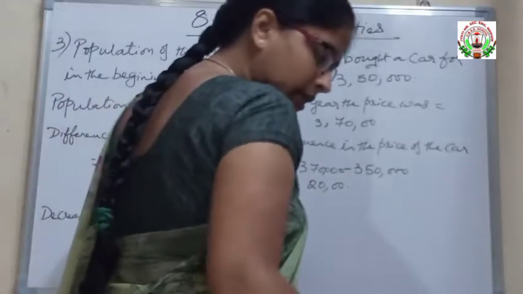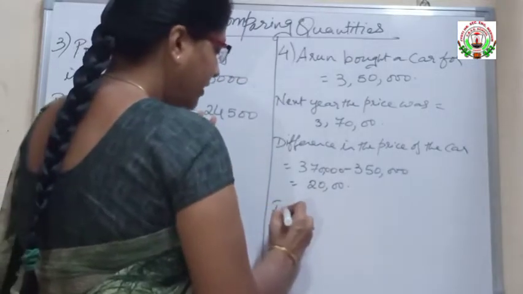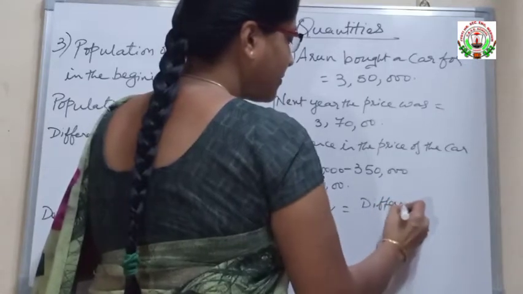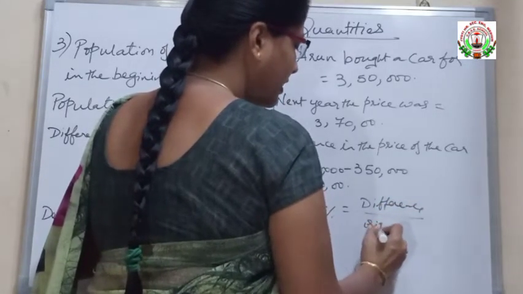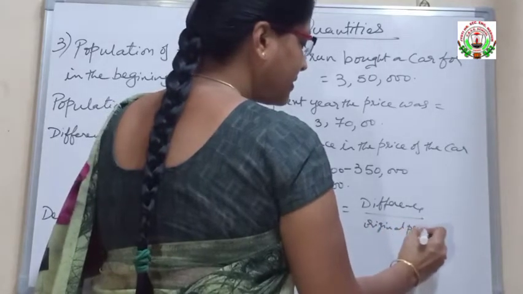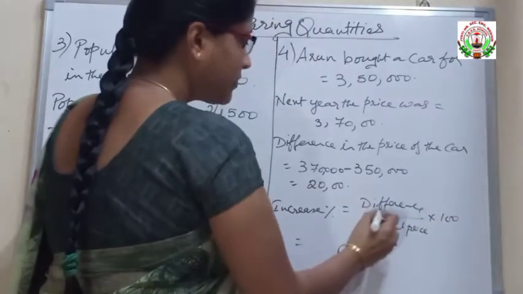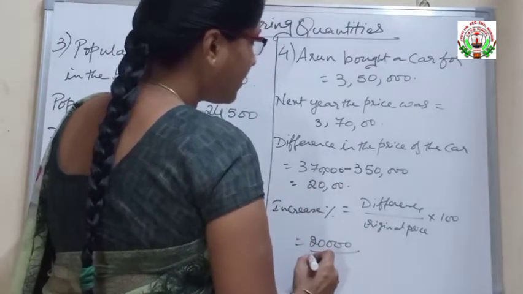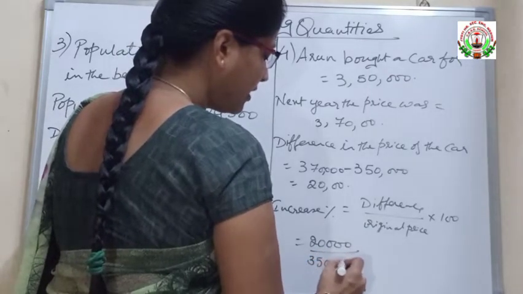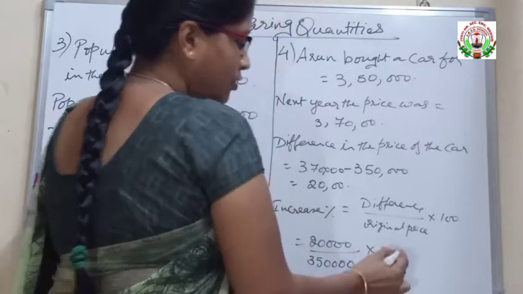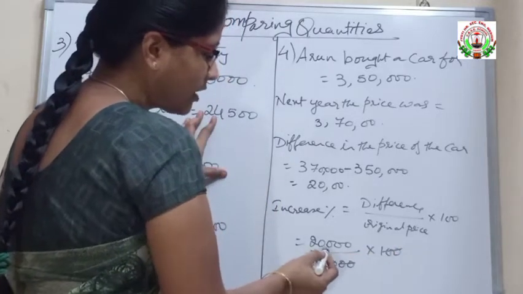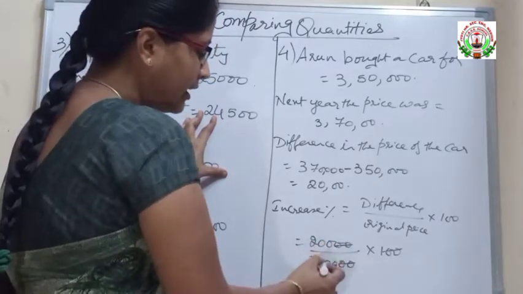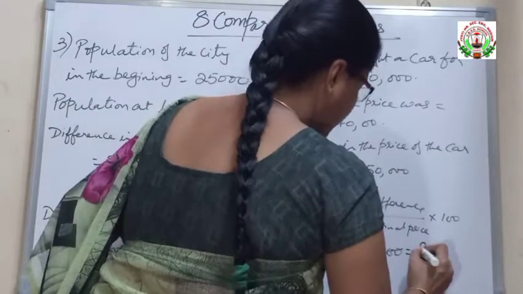So they are asking what is the percent in increase. So increase percent is equals to difference by original price into 100. So difference is 20,000. So 20,000 by original price is 3,50,000 here into 100. So these two zeros got cancelled. Here 2 zeros, here 2 zeros got cancelled.